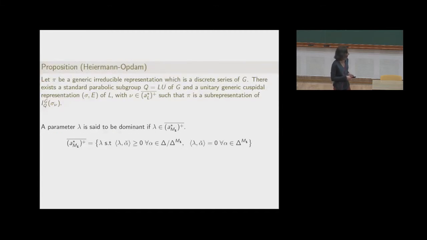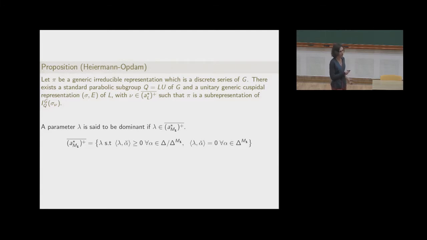So that's another theorem, which is much more specific. You look at generic irreducible representations which are discrete series. Not only discrete series, they have to be generic. Then there is a standard parabolic subgroup and some unitary cuspidal representation, such that you can embed this generic discrete series in this induced representation. So here, being in the closure of a positive Weyl chamber is equivalent.